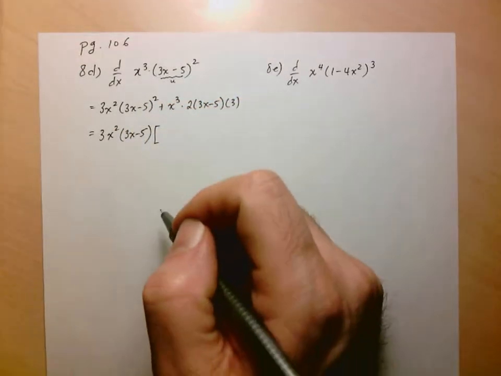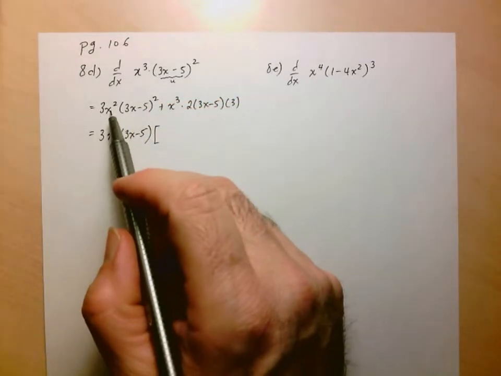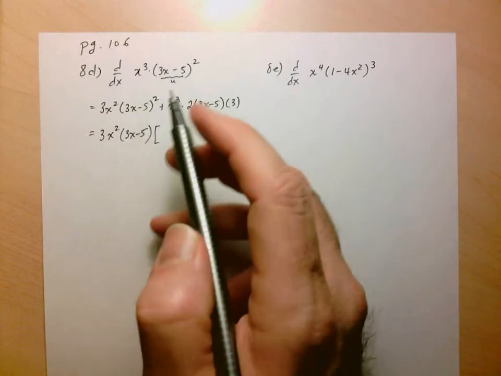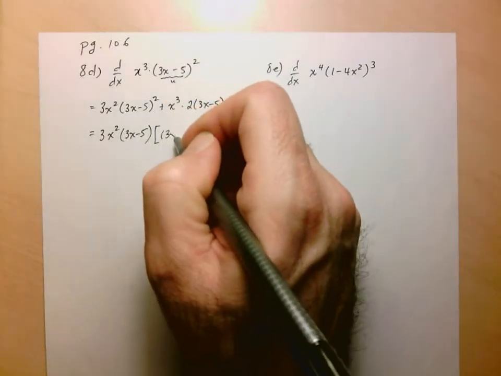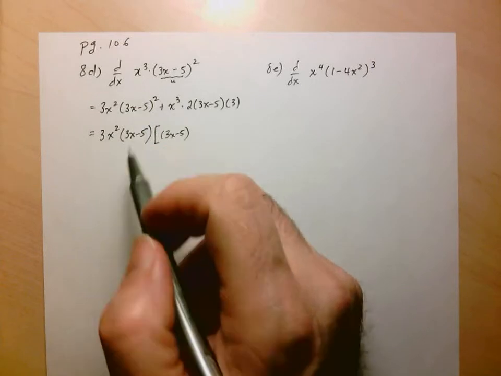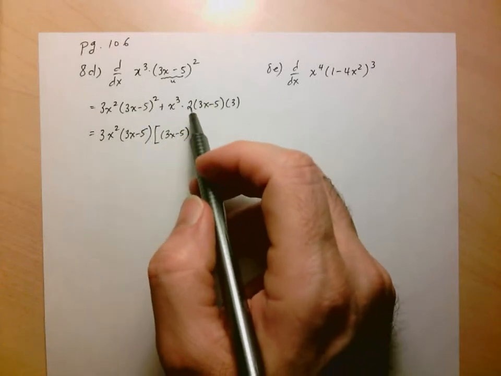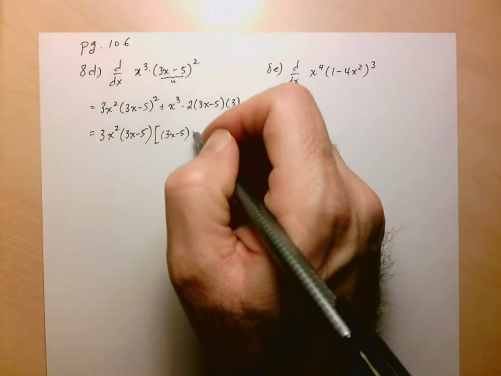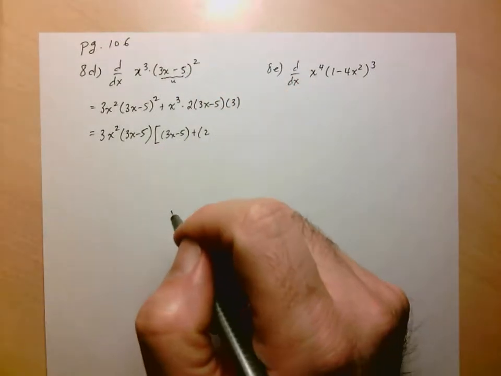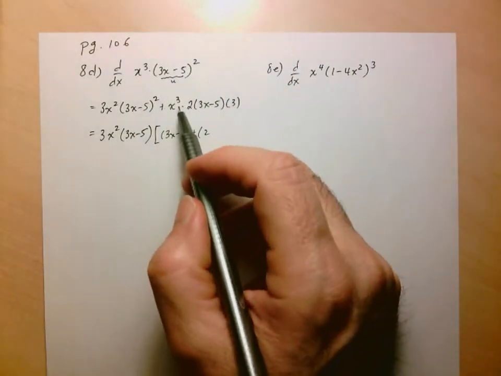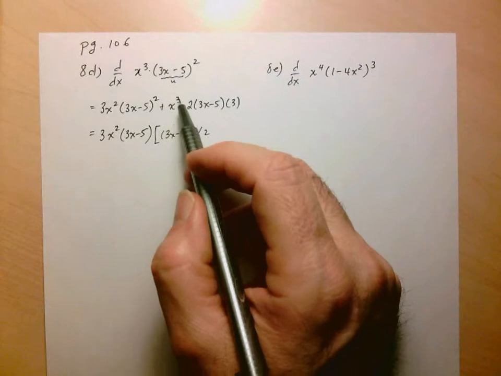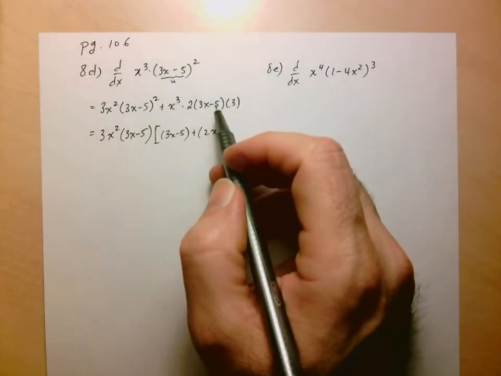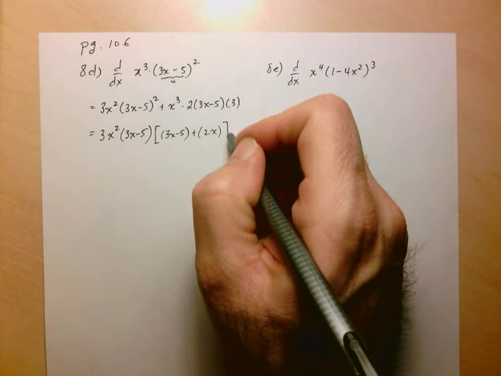Let's see what we're left with. We got rid of the 3, we got rid of the x squared, and we got rid of one of these binomial factors, so I'm just left with 3x minus 5 from the first term. Now let's go to the second term. Here we got rid of the 3, but there's still the 2. And we got rid of 2 of the x factors out of the 3, so we're only left with 1, and we got rid of the factor of 3x minus 5. That's all we're left with.